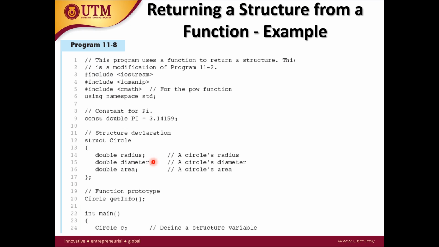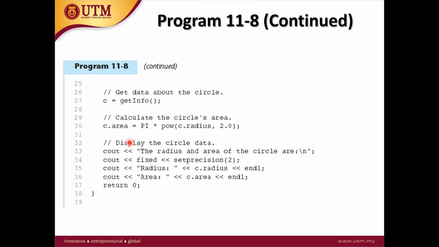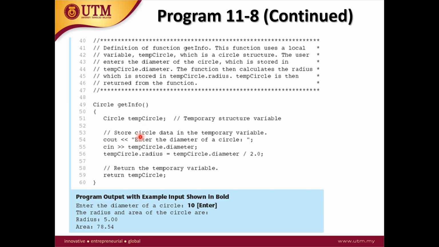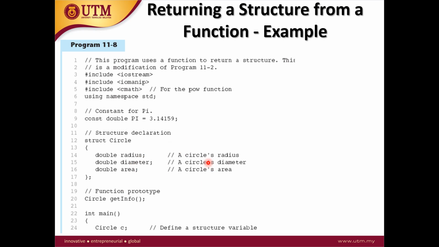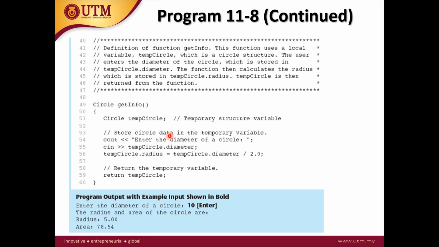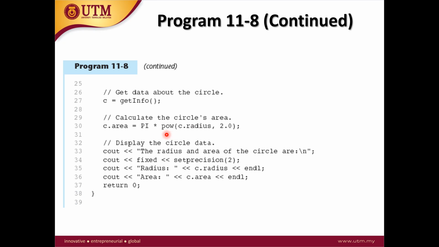And let's say, what do we have in the main circle C? We are defining a structure variable, and then c equals get info, so that means those data which we had in the get info function are going to be obtained through this one. And then we got the area, sorry, we didn't calculate the area there, we hadn't calculated the area in the get info function. But now as long as we have applied this function on that structure variable, we can use those data which we got from the function.